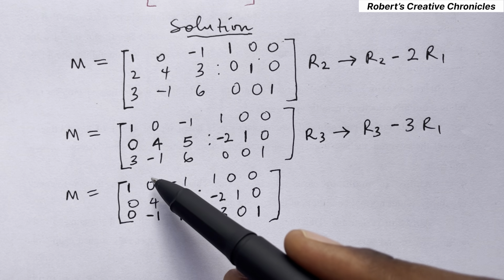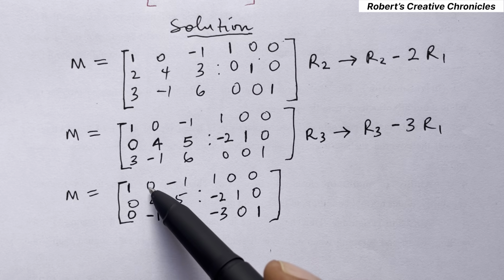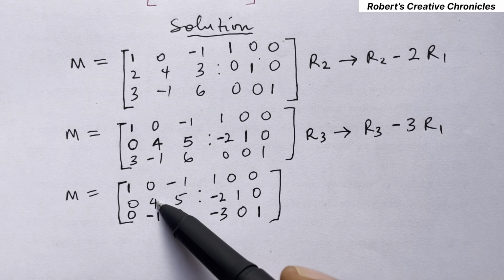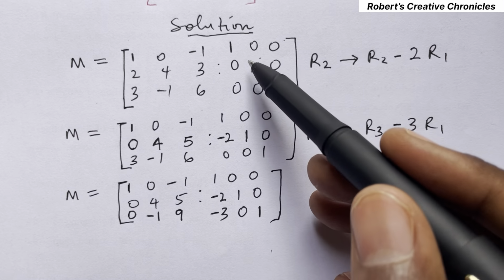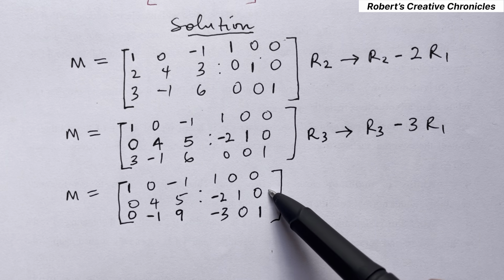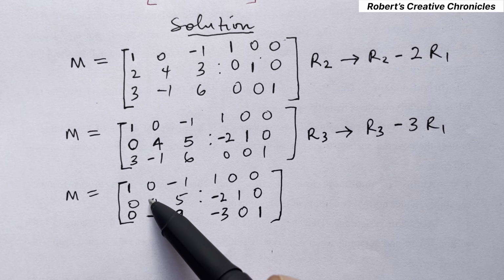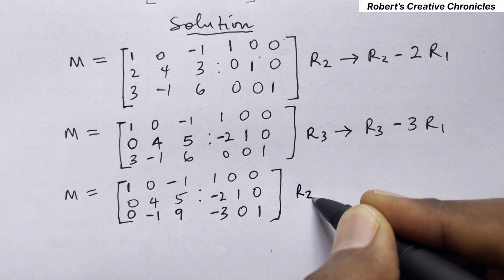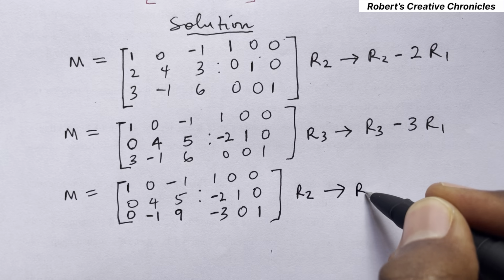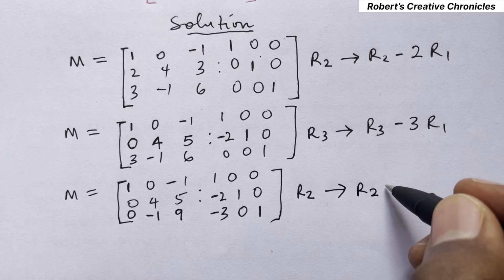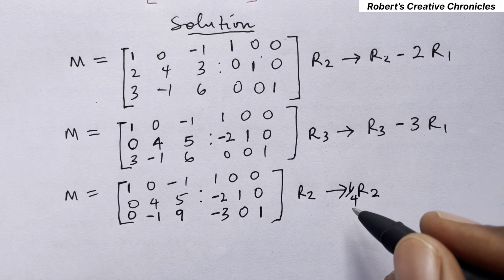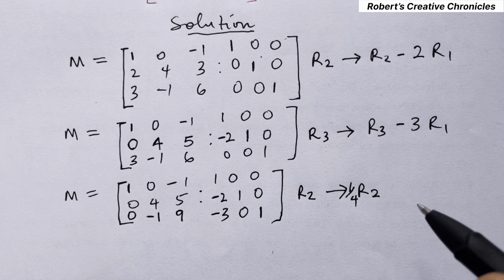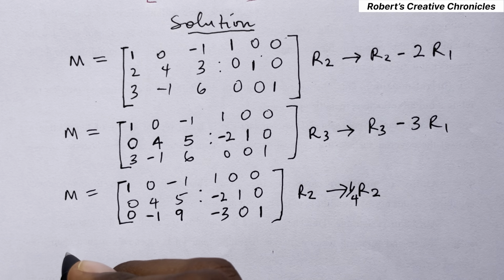Now we are going to move to the second column. Now 0 is already the same thing as this one. So we'll move to the second one, which is 4. To convert this 4 to 1, we'll multiply this second row by 1 over 4, so that 1 over 4 times 4 is 1. So it will be R2 times 1 over 4, or I can say 1 over 4 R2, the same thing as R2 times 1 over 4.